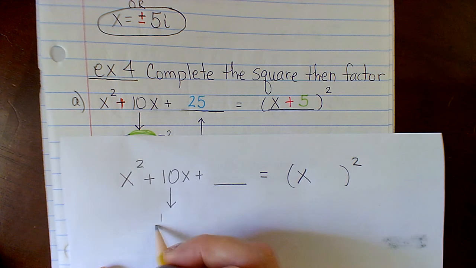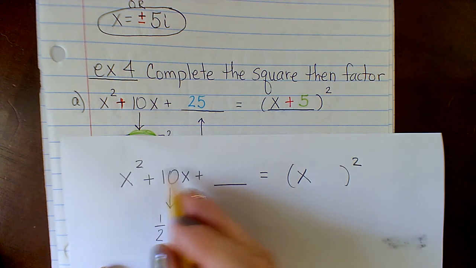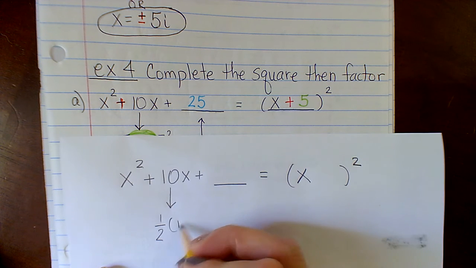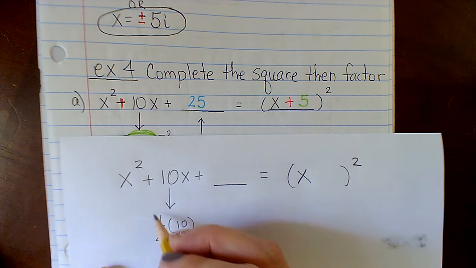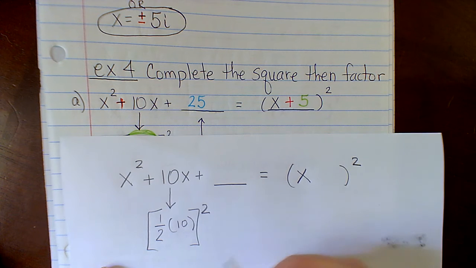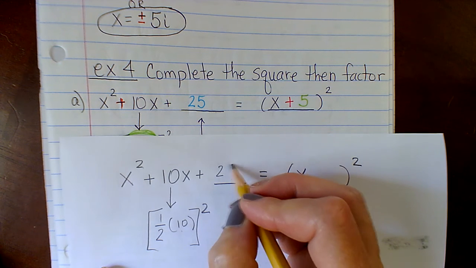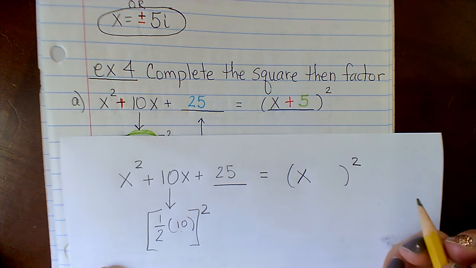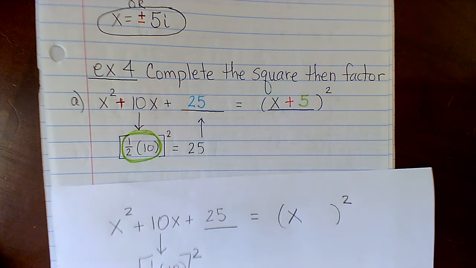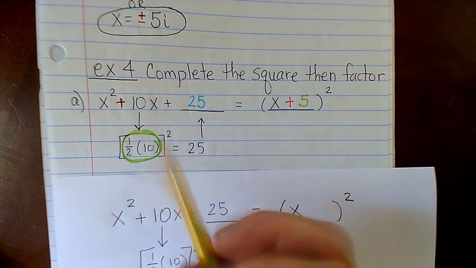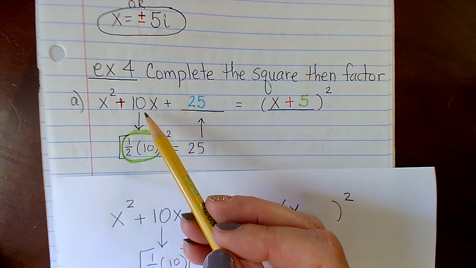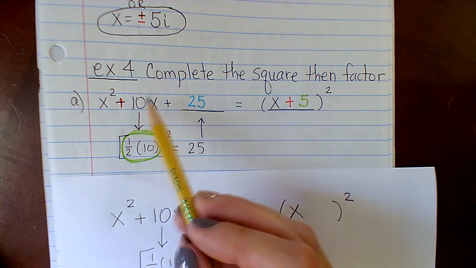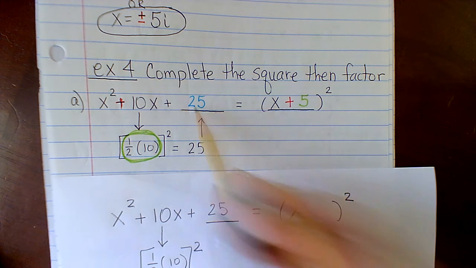If you take half of this x term and then square that number. So half of 10 is 5. 5 squared is 25. 25 is what's going to complete the square. So you take half of what I call the middle term, because I know there's going to be a third term here, so half of that middle term squared.